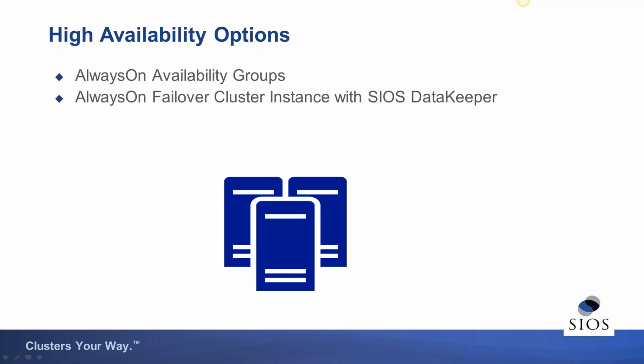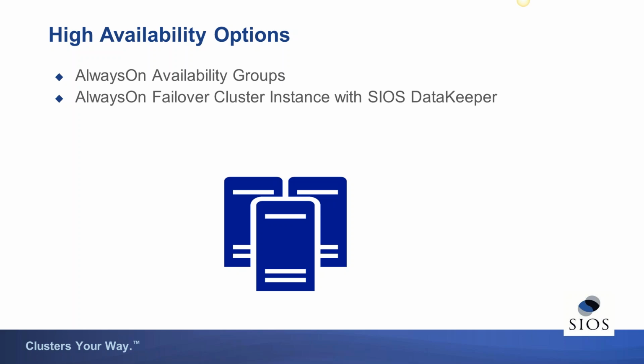So the next step, we have to choose whether we want always-on availability groups or an always-on failover cluster instance with SIOS DataKeeper. So again, in Azure, there is no shared storage, so typically a failover cluster instance would not be possible. There are two ways to do a failover cluster in Azure. One is to leverage the new file services resource, which we just saw had very poor performance, or you can use SIOS DataKeeper. And of course, always-on availability groups is another option if you're on SQL Server Enterprise Edition.